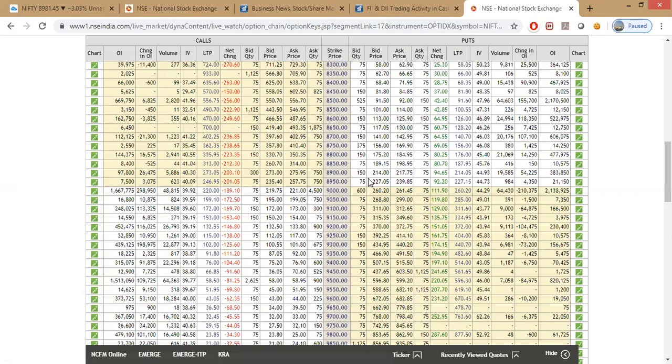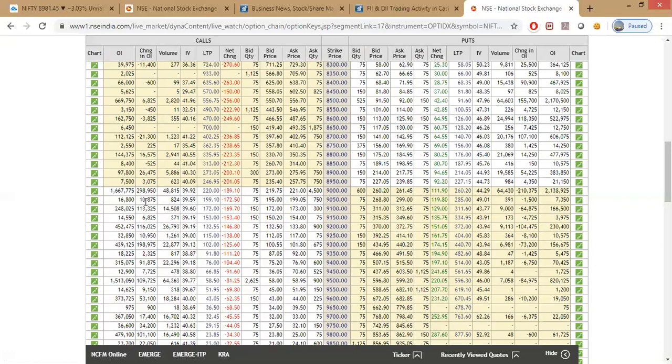As the index starts falling, these 8950, 8900 strikes will also become in the money. And similarly, if the index starts moving up, the strike prices 9000, 9050, 9100 will become in the money. This is very important. Most people don't know about in the money and out of the money. So you should know which strike price is in the money and which is out of the money.